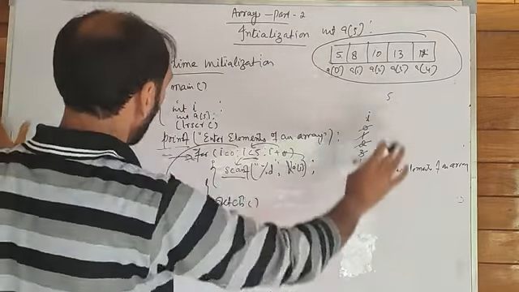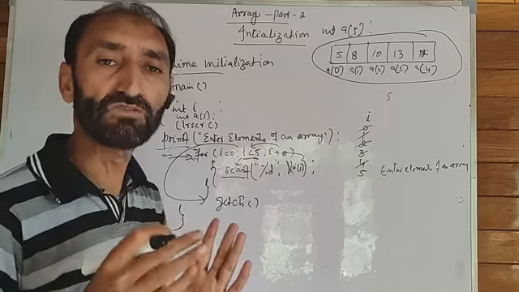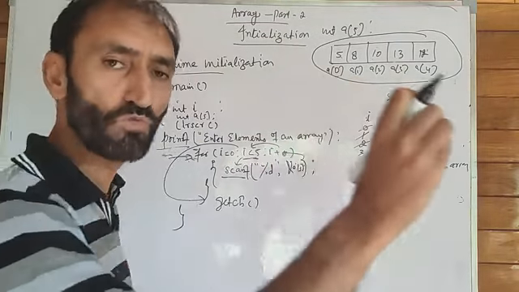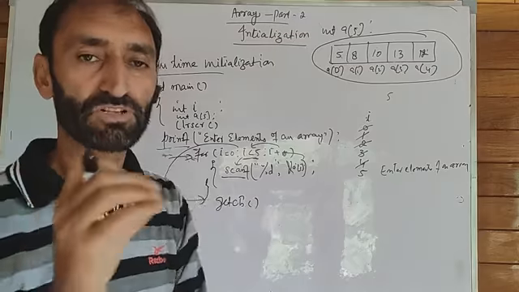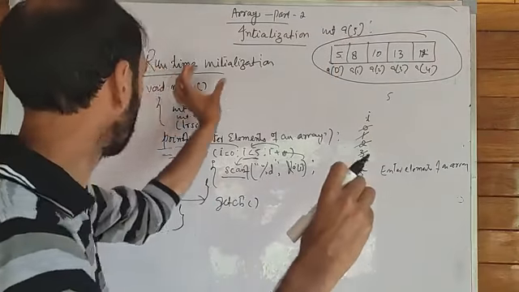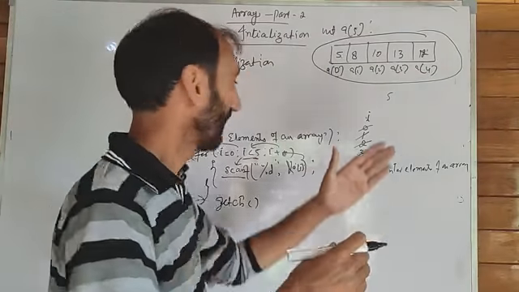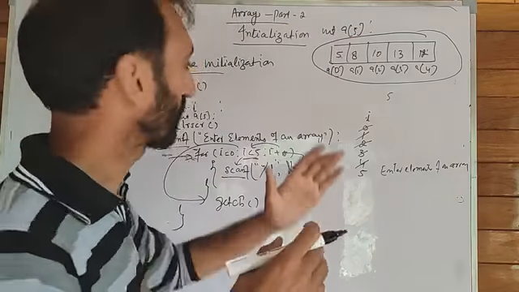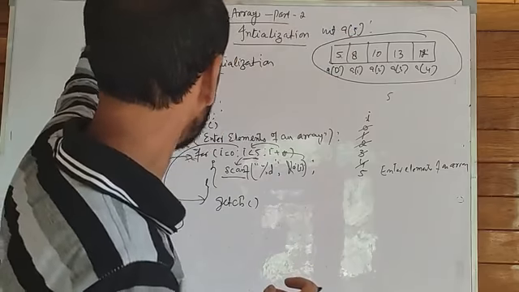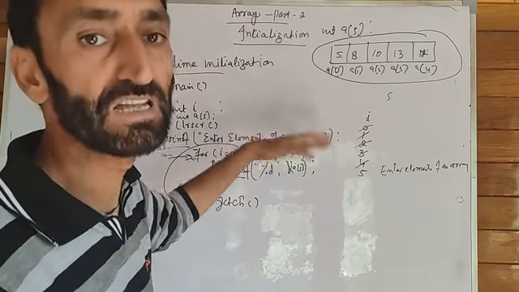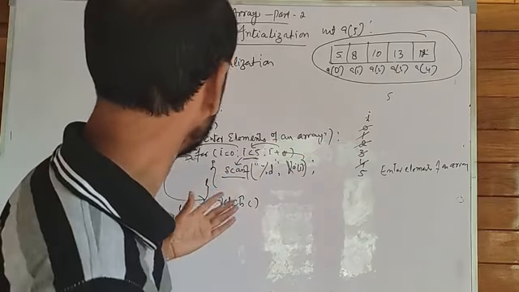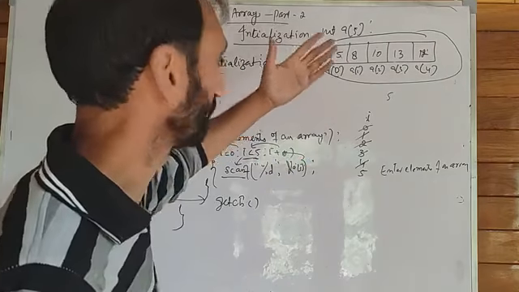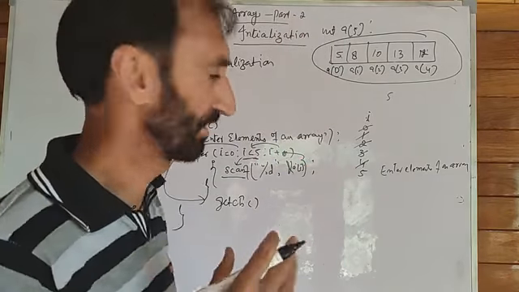I hope you understood how we initialize the elements in an array. There are two ways by which we can initialize the elements. First one is compile time initialization and second one is runtime initialization. I have discussed here all the methods by which we can initialize the array. In the next video we will discuss how we are going to access the elements of an array.